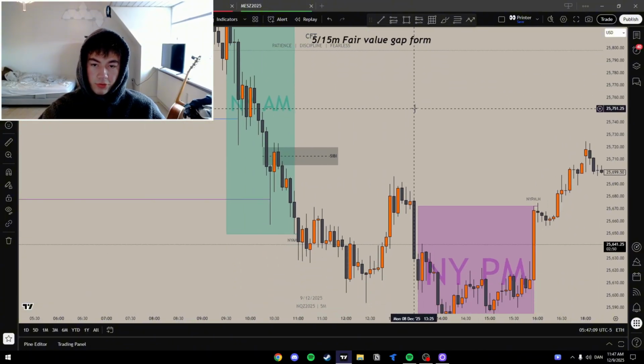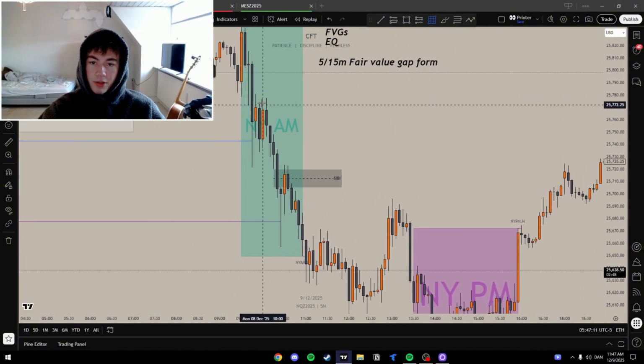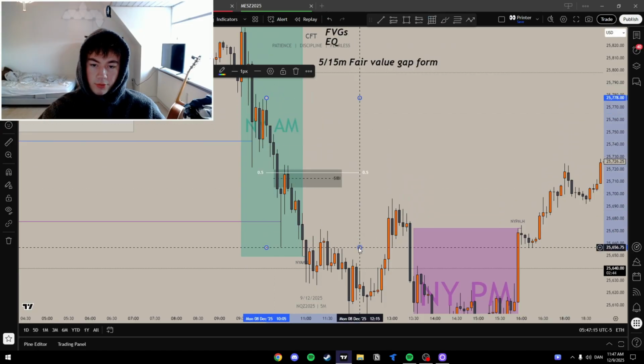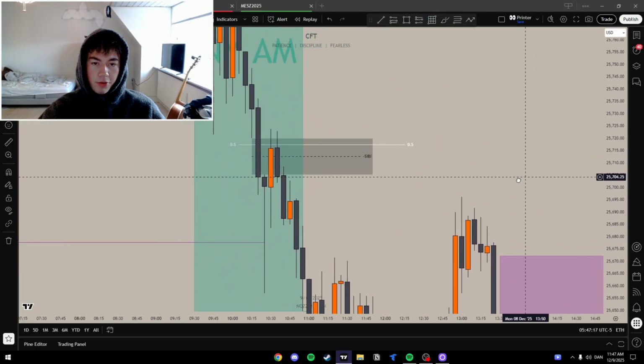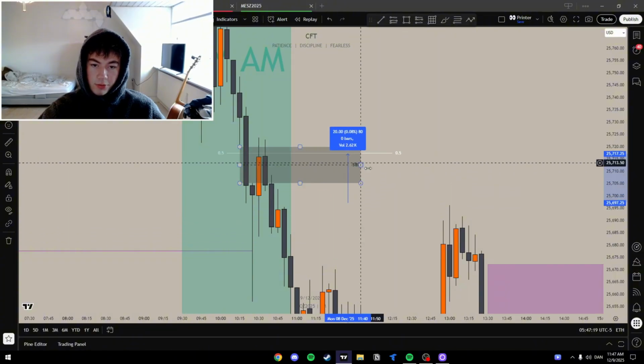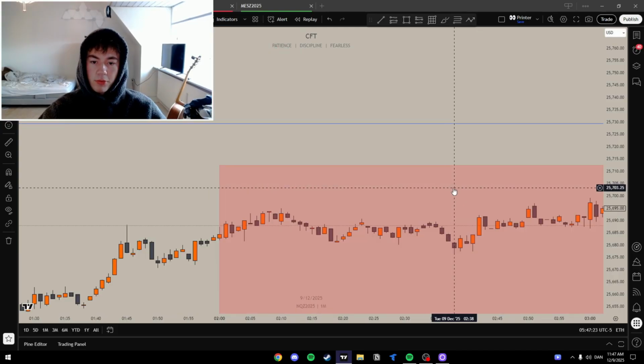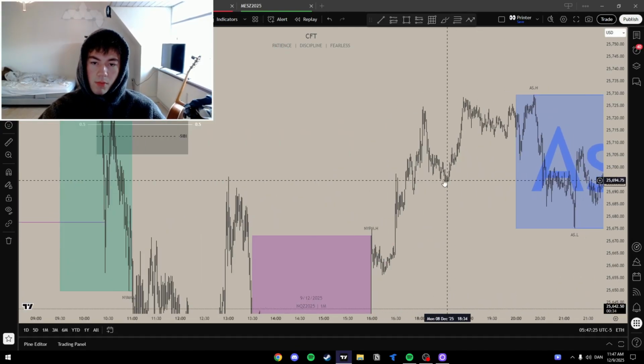Now we focus on the next leg, and the next leg is this leg right here. And we draw it from this to this. And as you can see, we tapped EQ, got into the 5-minute gap. Now I want to go down to the lower time frame.